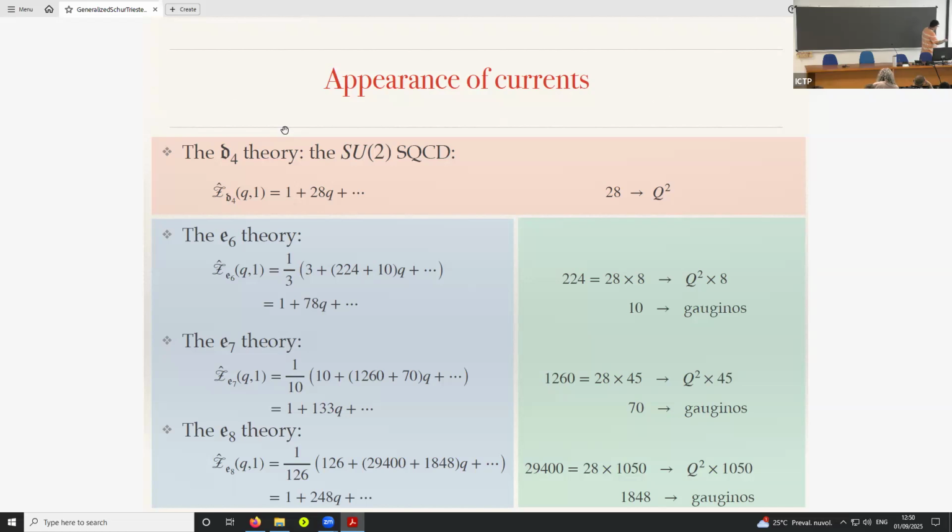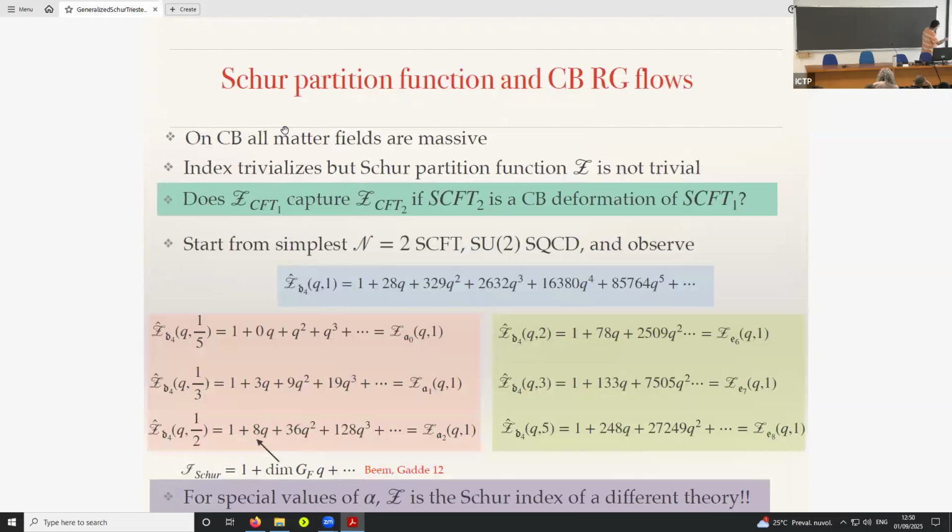Yes, so let me tell you exactly what we are doing. We're computing the index of the SU2 SQCD as a function of Q with some value of alpha. But then we normalize. We could have done it in principle with E6 or E7 or E8. And then the claim is that if you compute for SU2 SQCD with alpha equals 1/5, it would be the same as computing for the Argyres-Douglas theory with alpha equals 1.